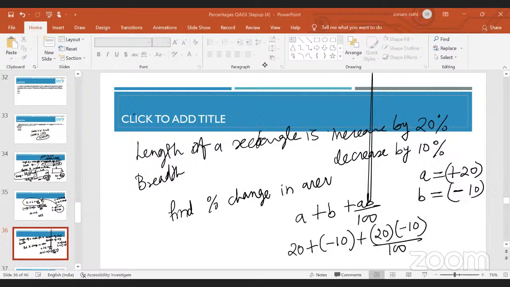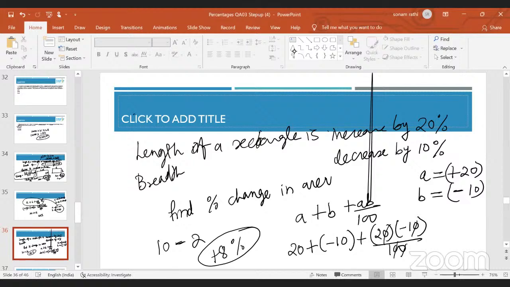Yes, everyone is giving me the correct answer. So 20 minus 10 is 10, minus 2, that is 8%. So finally the area is increasing by 8%, correct? Overall there is an increase because 8 is coming positive, correct? Plus 8. So it means the area is increased by 8%.